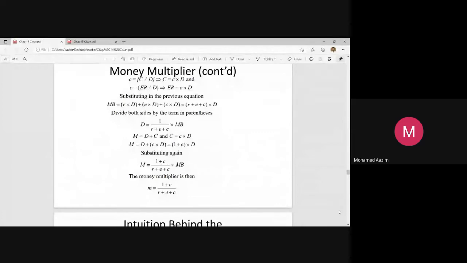So here, small c, you already know, small c is currency ratio, right? So currency ratio is easily identified by currency over deposits, C over D. Small c is currency ratio.